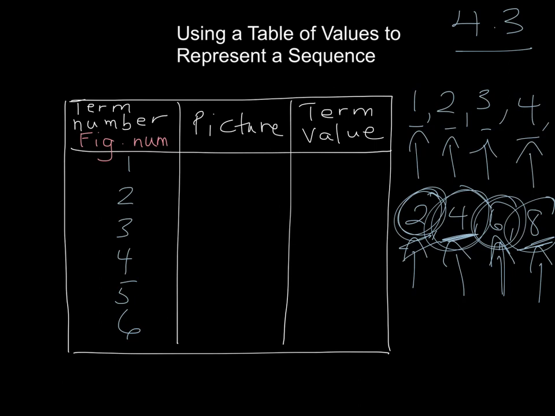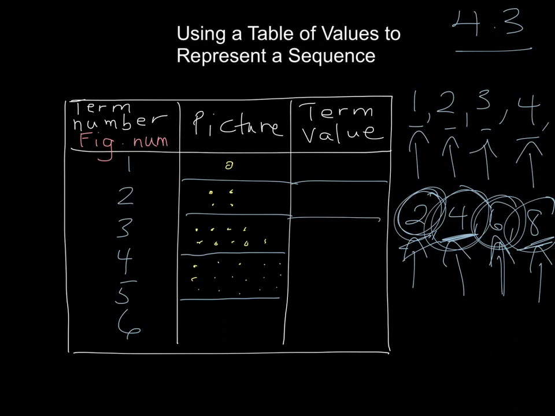So I'm just going to fill this in. Okay. So these dots were kind of hard to draw, but for the first, we're going to fill out the term value now. So we have the first term number is 1. In the picture, it shows 1 counter or dot or what have you. So the term value would be 1.